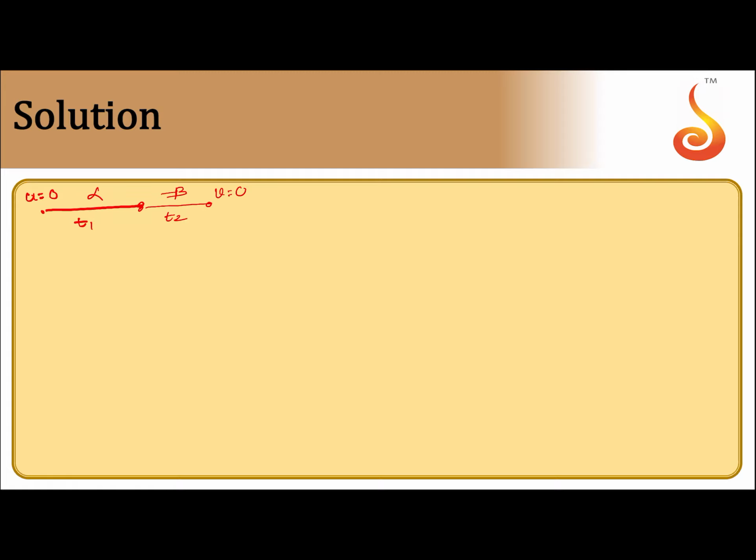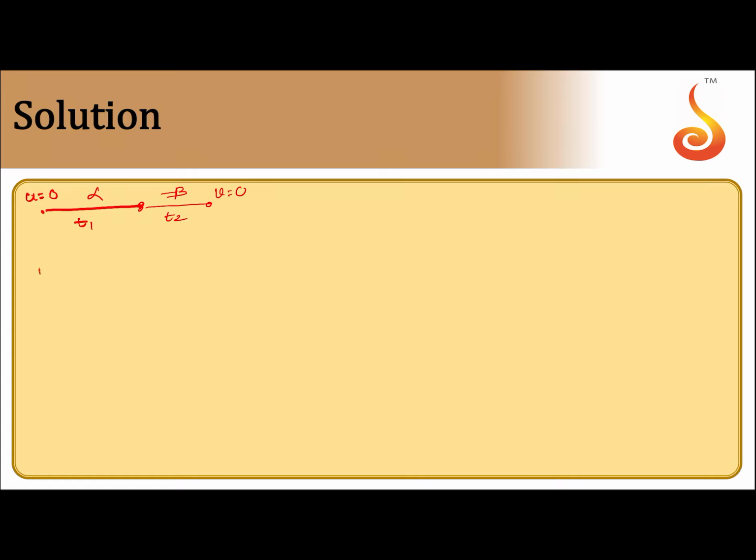Now, the question is, what is the maximum speed? Maximum velocity or maximum speed. Now, the speed becomes maximum at the end of the first journey or at the beginning of the second journey. So, let us do this one.